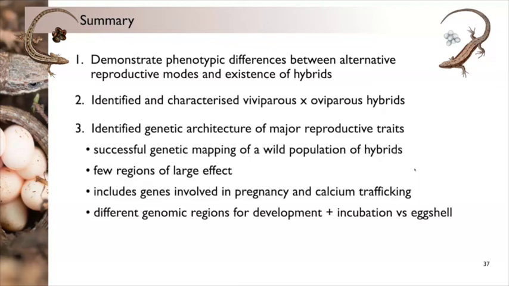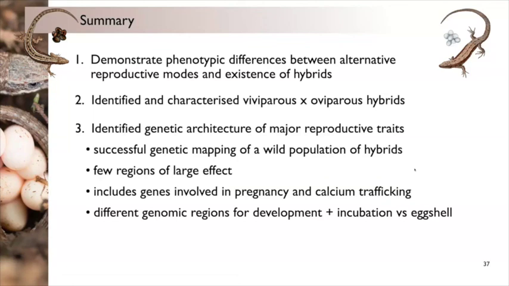And then we showed that we had identified the genetic architecture of these major reproductive traits, successfully genetically mapping in this wild population, which was at this single field site. We have also looked for other field sites, but so far this is the population that we have. And we found that these parity mode traits were associated with few regions of large effect. Some of them are particular to oviparous traits, some are particular to viviparous tendency traits, and some of them are overlapping.